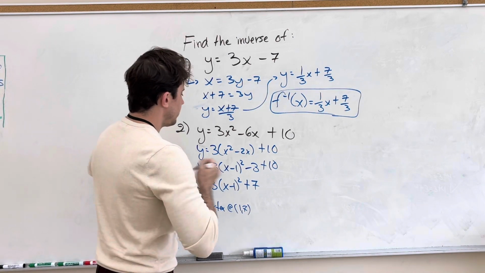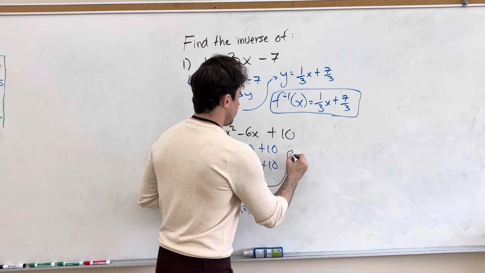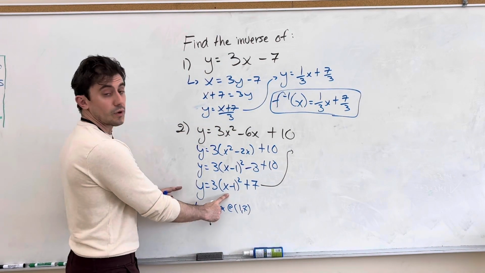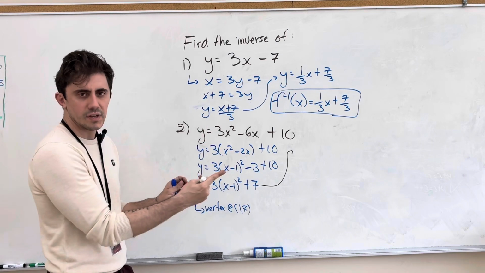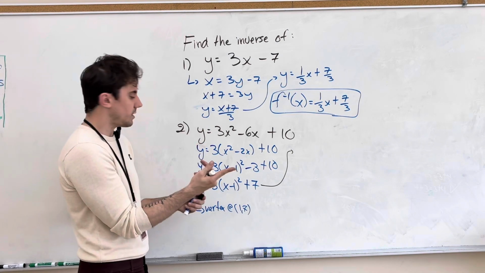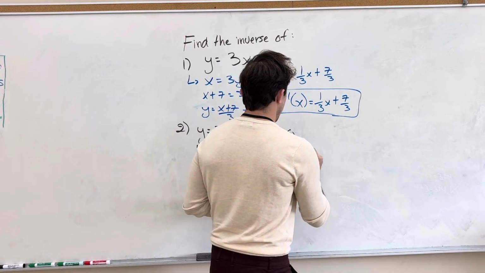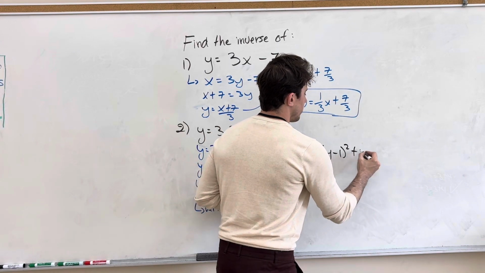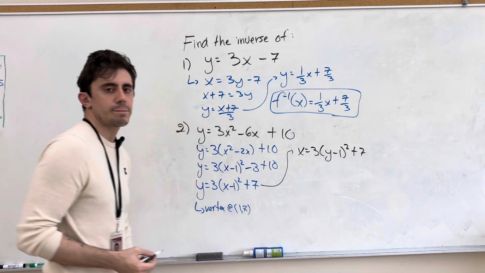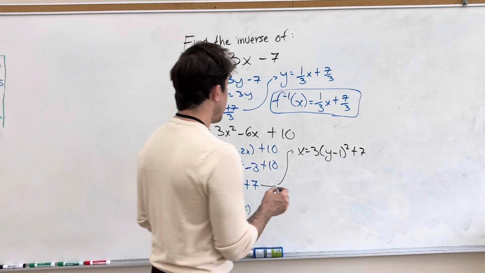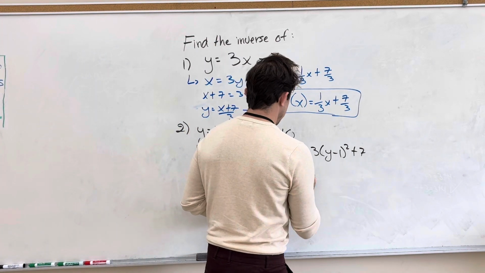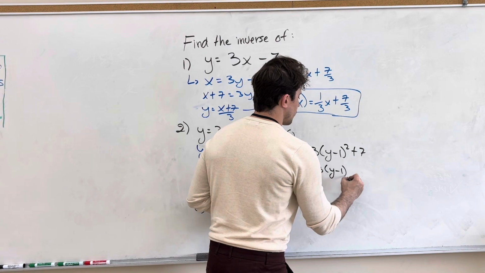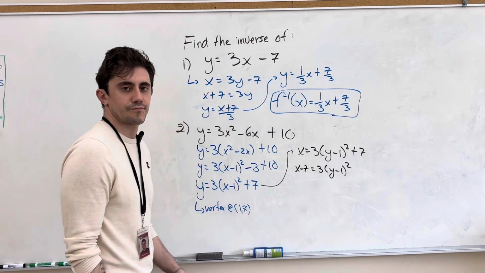Now, to get the inverse, we're now going to swap the x and the y, because you'll notice that we have only one y and one x. So now if we swap them, it'll be easy to algebraically re-solve for y. So we'll have x is equal to 3 times (y minus 1) squared plus 7, right? And now we're just algebraically solving for y again. So let's subtract 7. X minus 7 is equal to 3 times (y minus 1) squared, right?